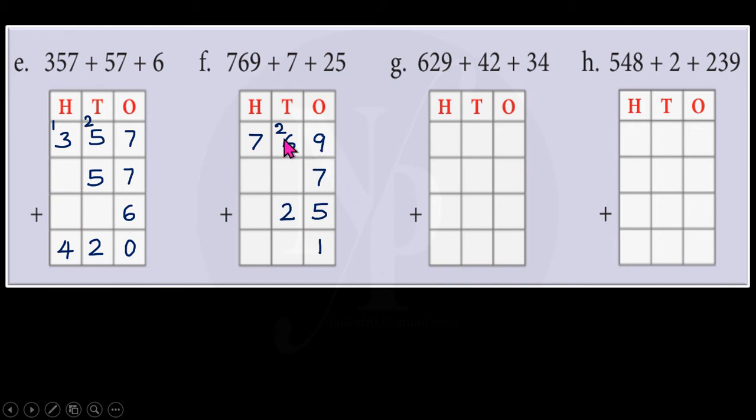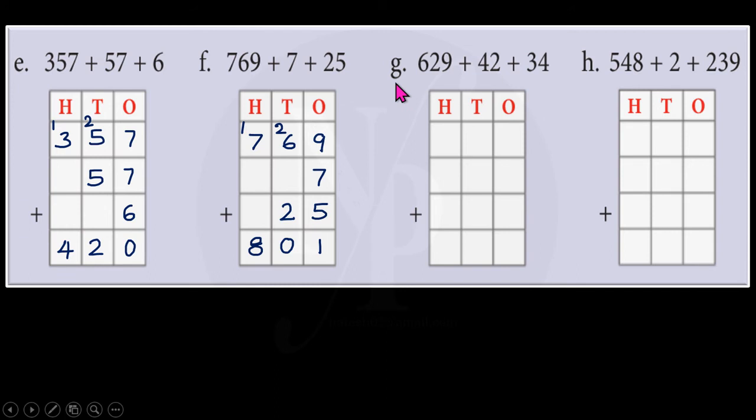Here we add these digits. 2 plus 6 is 8 and 8 plus 2 is 10. 10 tens are regrouped as 100 and 0 tens. So we write 1 in hundreds place and 0 here. We add the digits in hundreds place now. 1 plus 7 is 8, which represents the 800s. So we write 8 in hundreds place. 801 is the sum of 769, 7 and 25.